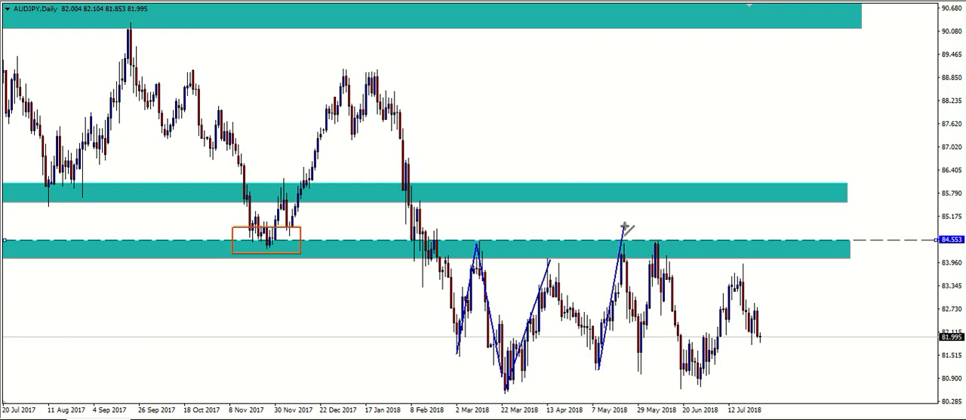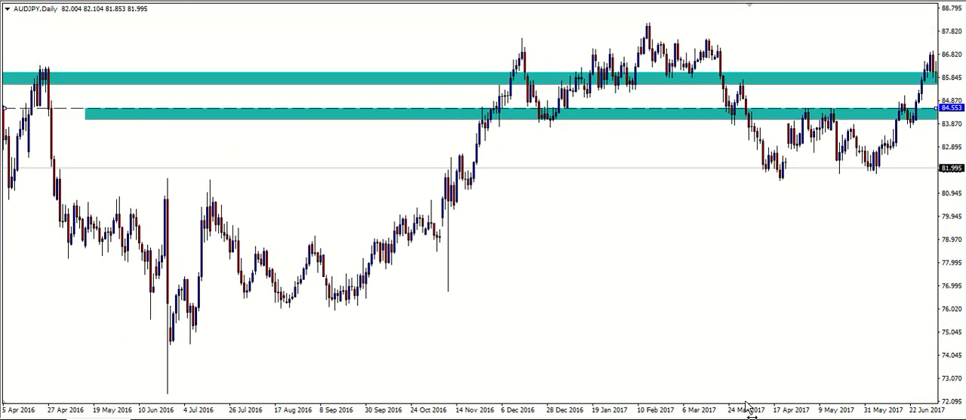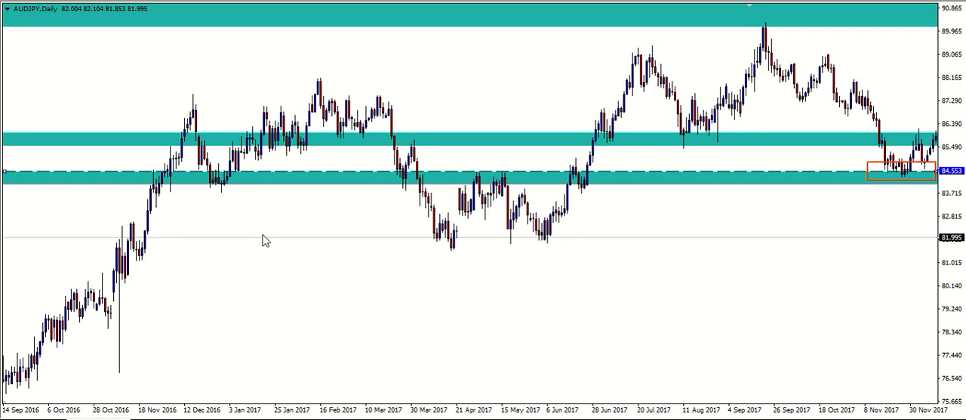It comes back again and fails to break this zone. It goes down, and it has made another attempt here, and it also went down. And look, whenever the price is approaching this zone, it tells you exactly what to expect.